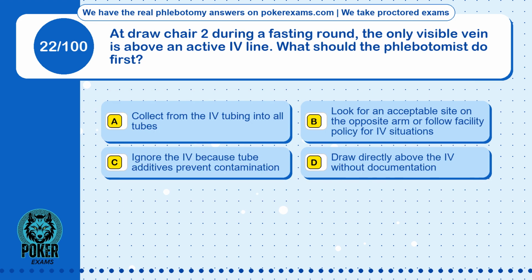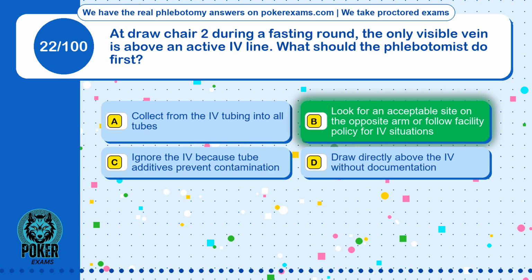Question 22. At draw chair 2 during a fasting round, the only visible vein is above an active IV line. What should the phlebotomist do first? Option A. Collect from the IV tubing into all tubes. Option B. Look for an acceptable site on the opposite arm or follow facility policy for IV situations. Option C. Ignore the IV because tube additives prevent contamination. Option D. Draw directly above the IV without documentation.